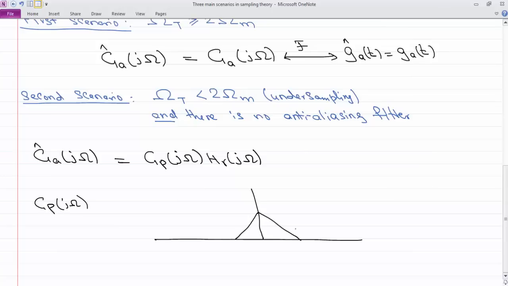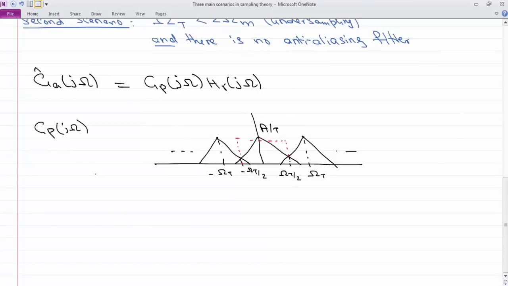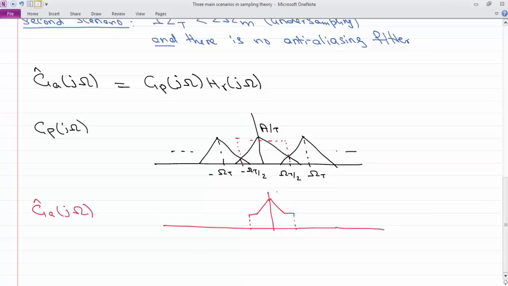which, if you are not satisfying the Nyquist criterion, is going to look like this. This is your omega_T minus omega_T, A over T, and at omega_T by 2 and minus omega_T by 2, you start having folding. Right? And then if your low pass filter is, let's say, an ideal low pass filter which goes from minus omega_T by 2 to omega_T by 2, then to compute your G hat_a(j omega), you have to do this summation and then do the low pass filtering, and the end result will be something like this, depending upon whatever was your transform.